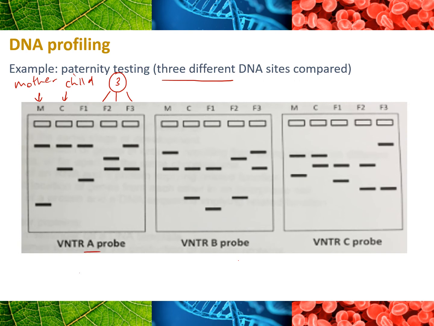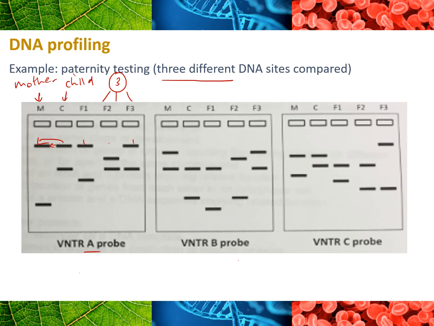Okay, so this first allele here matches with the mother, also matches with father 1 and father 3, doesn't match with father 2, sorry, but that doesn't matter at this point because this could have been received from the mum. So we can't rule out father 2 yet.